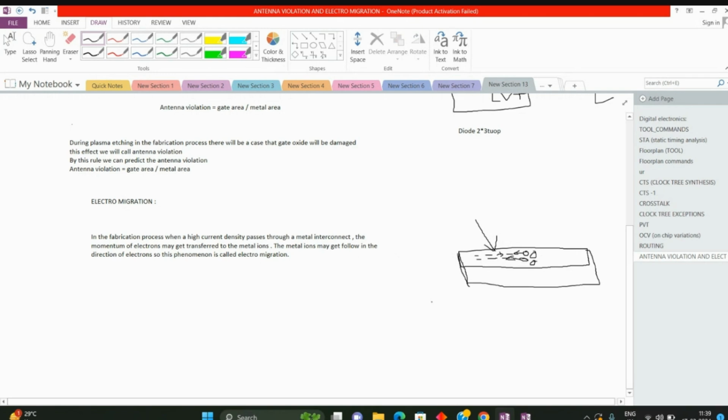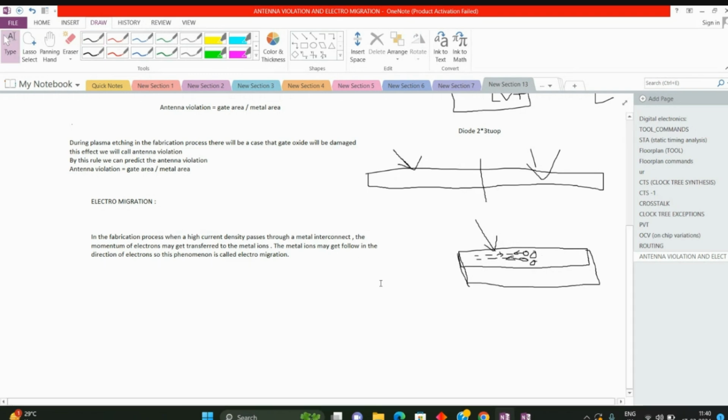Okay, so maybe this metal interconnect is very long, and maybe it is not able to withstand that high current density. So what I'll do, I'll break this, and then the high current density will become normal. So these are the two ways to fix the electromigration also.